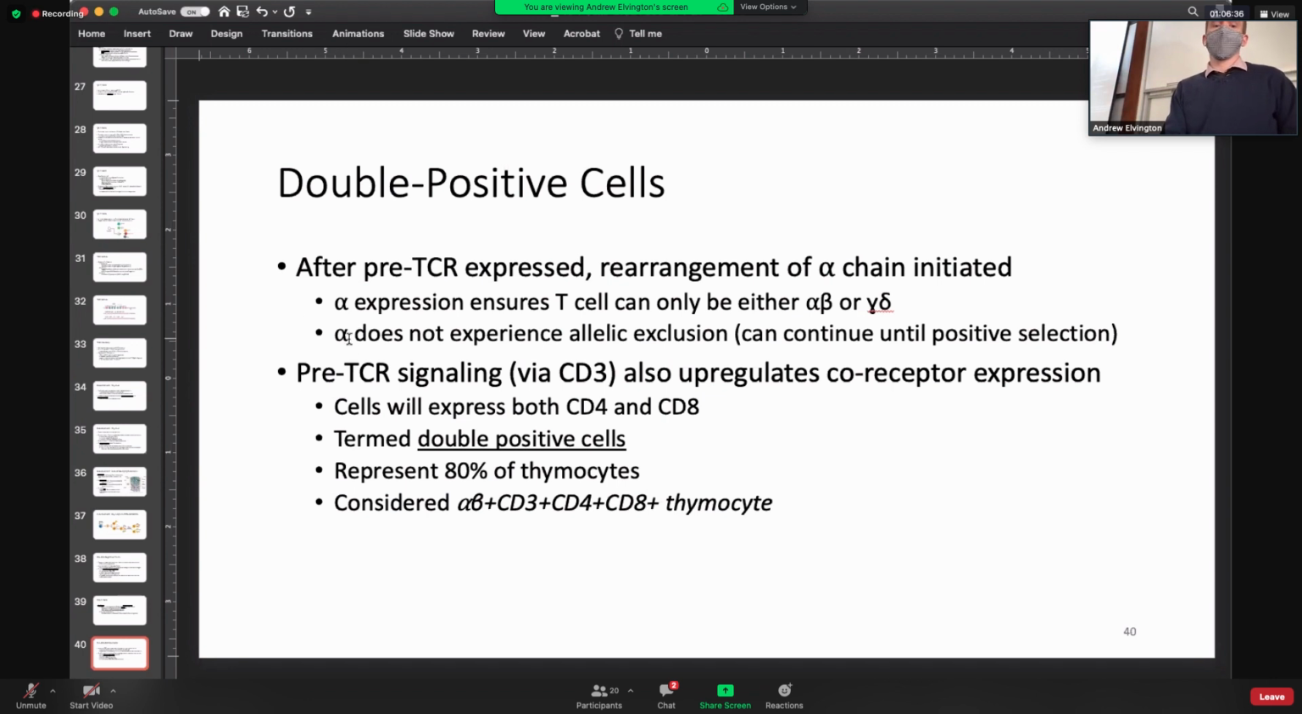What's interesting, just like light chain, the alpha chain does not undergo allelic exclusion. So you make a beta chain and then you can pair different alphas with it based on how they're rearranged. And so that aids in the diversity.